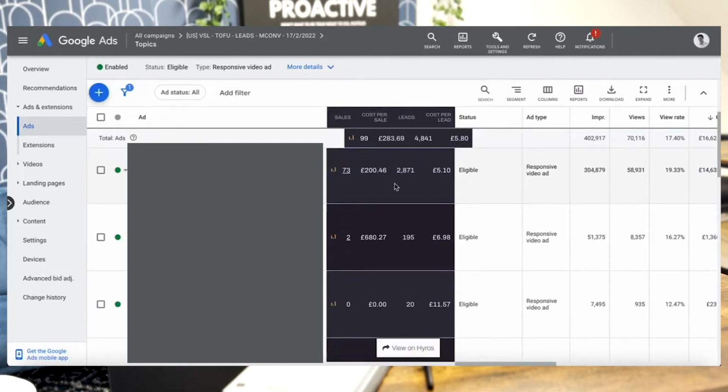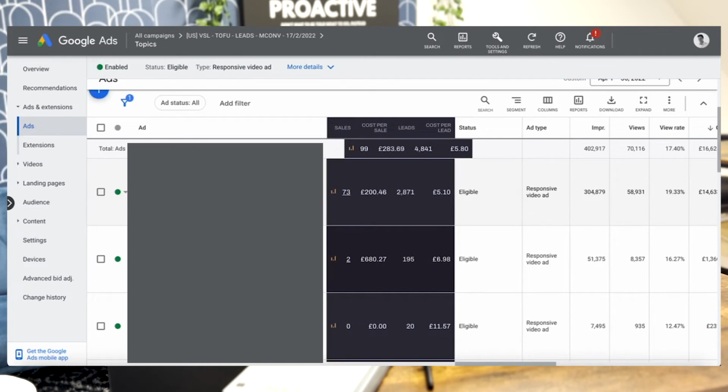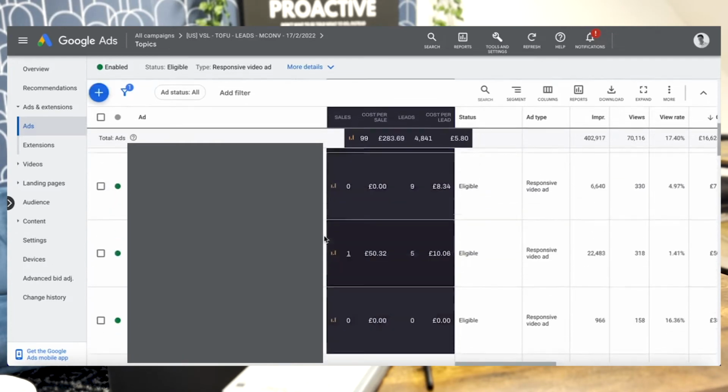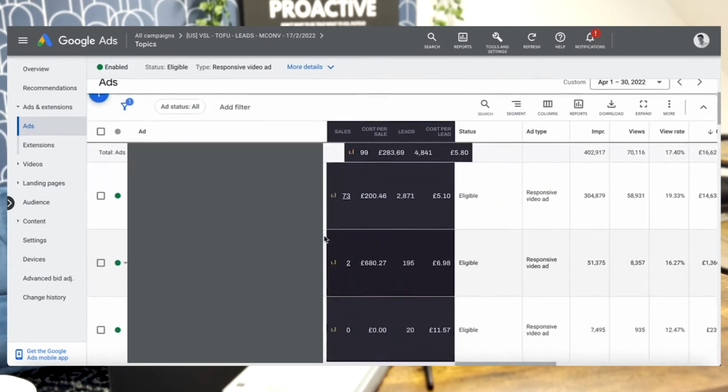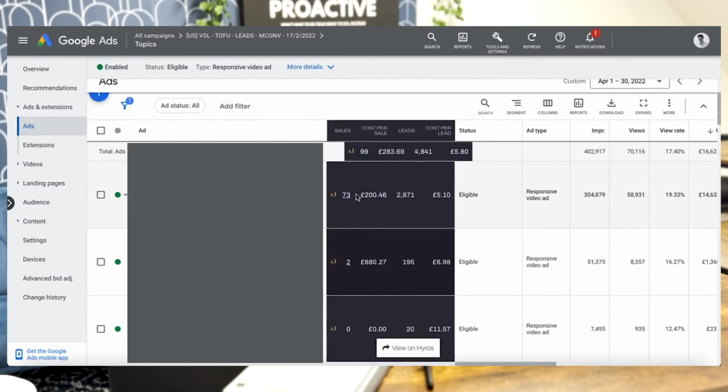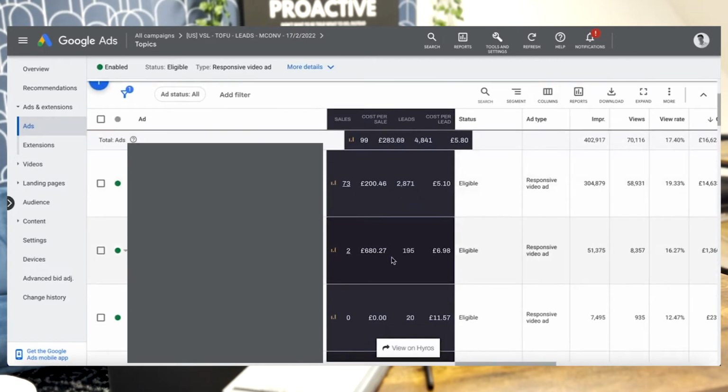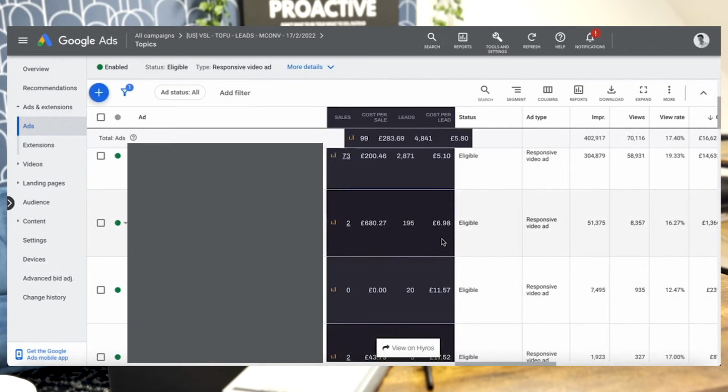So this is actually the same creative. The same creative was winning in both audiences, both ad groups. The difference is in this ad group, it was a perfect fit for the audience and it was able to scale, so Google put a lot of the spend behind it. You can see there are a lot of creatives in here running at the same time, but this one specific creative, 73 sales at £200, is way within KPIs, versus like 2 sales at £680. Again, I'm not too concerned about that.